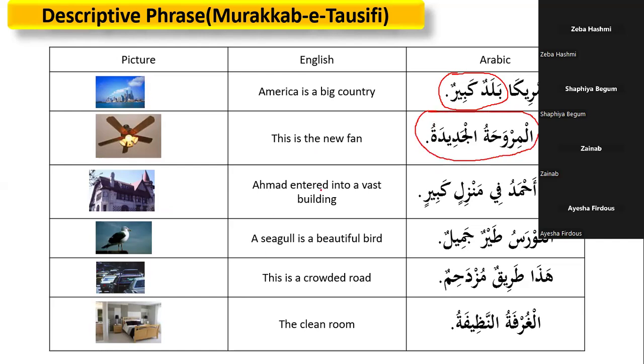Then, Ahmad entered into a vast building. So here you can see dakhala Ahmadu fi, because of the preposition, the descriptive phrase is in the majrur state: manzilin kabirin. Now the next one: ra'aytu tairun jamil. So this is in the same pattern.